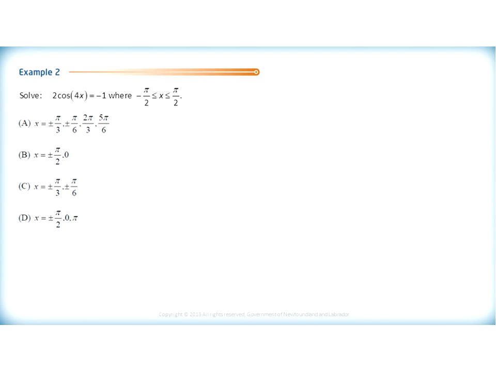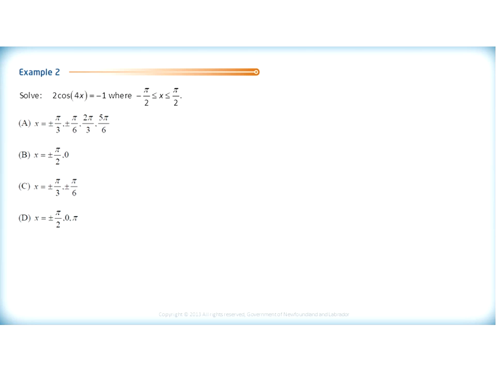In example 2, we are asked to solve 2 times the cosine of 4x is equal to -1, where x is between -pi/2 and +pi/2 radians. So this time the answer will be expressed in radian measure. Notice that the angle for which we are taking the cosine is 4x, so we need to adjust the domain of the original function.